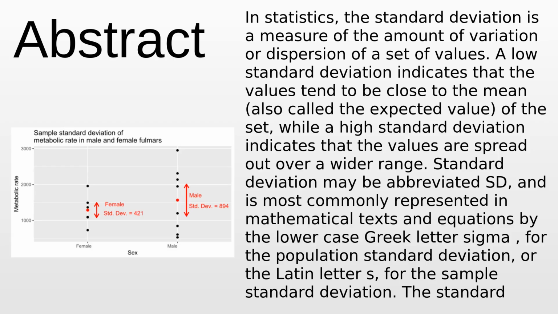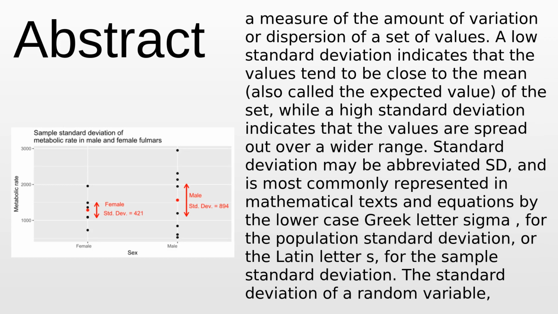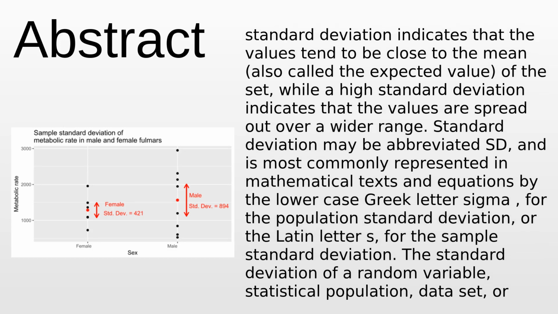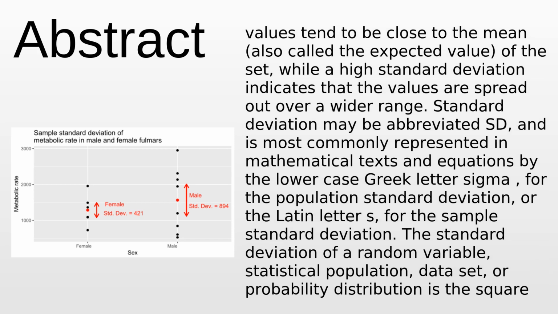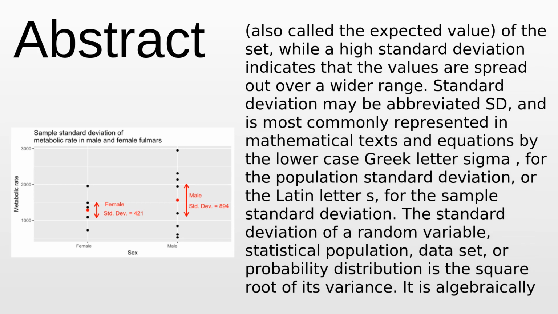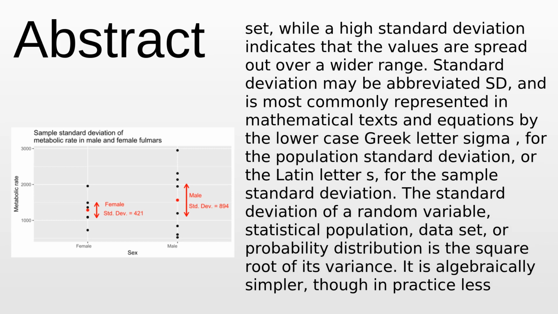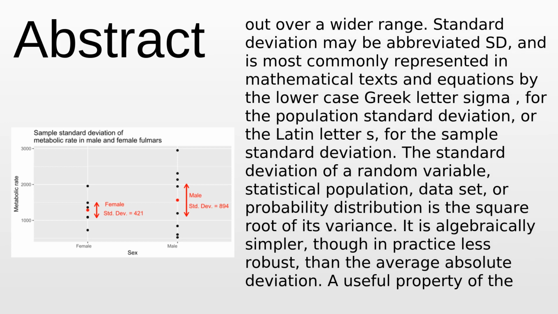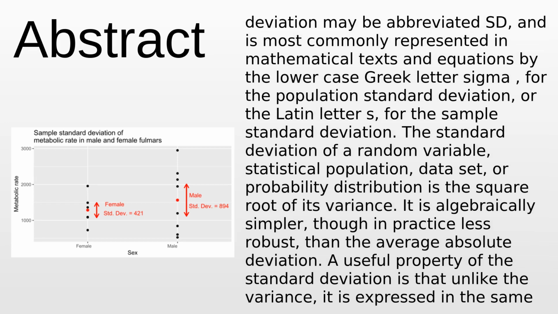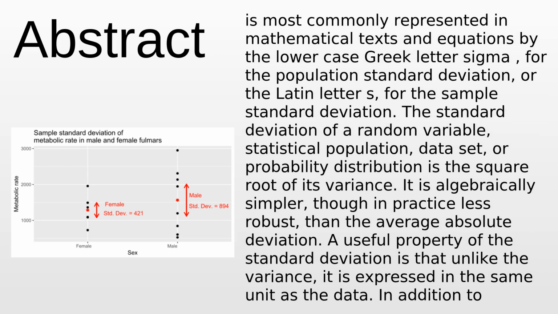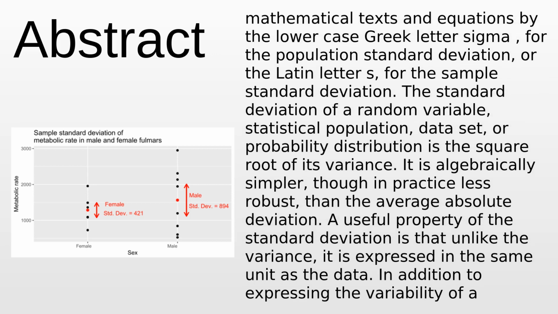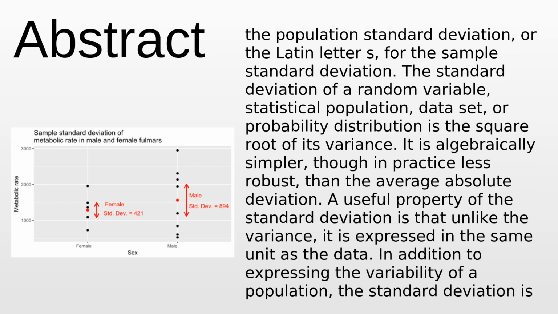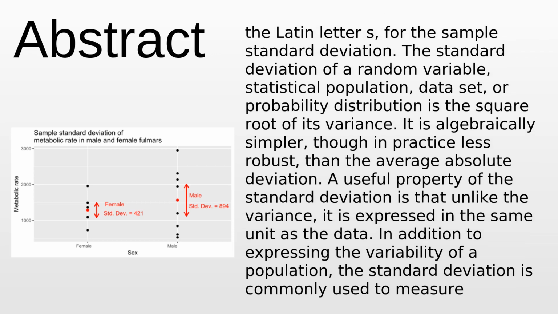In statistics, the standard deviation is a measure of the amount of variation or dispersion of a set of values. A low standard deviation indicates that the values tend to be close to the mean, also called the expected value, of the set, while a high standard deviation indicates that the values are spread out over a wider range. Standard deviation may be abbreviated SD, and is most commonly represented in mathematical texts and equations by the lowercase Greek letter sigma, for the population standard deviation, or the Latin letter s, for the sample standard deviation.